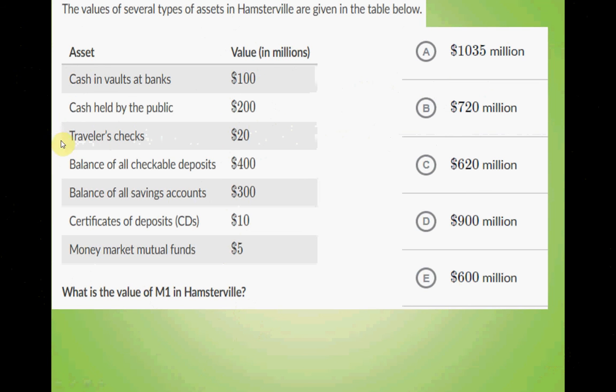Traveler's checks, yes, that is money that is readily available, readily used, and can be used for purchases, so traveler's checks will be included. So if we're totaling up the value of M1, we have 200 plus 20, so 220 so far.